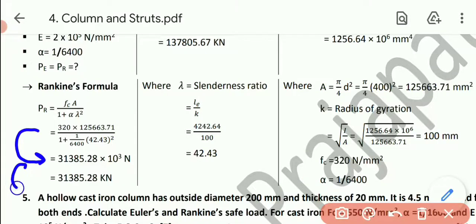By simplifying this term I will get the answer 31385.28 into 10 raised to 3 Newton. Let's convert it into kilonewton, 31385.28 kilonewton. Clear? So this is the answer.